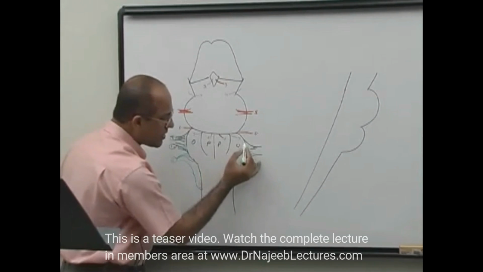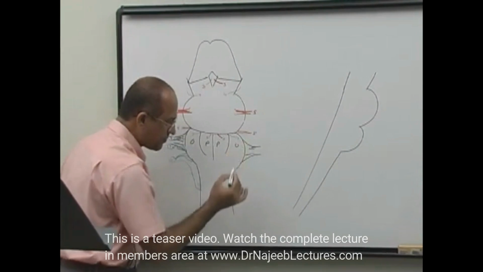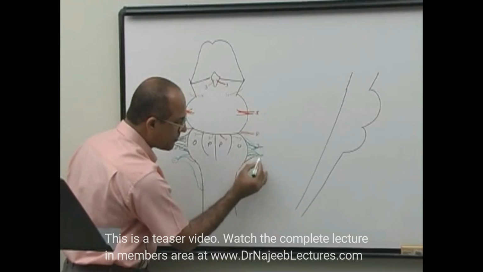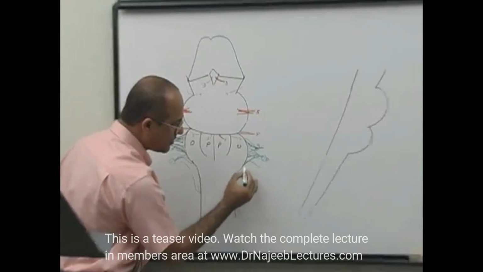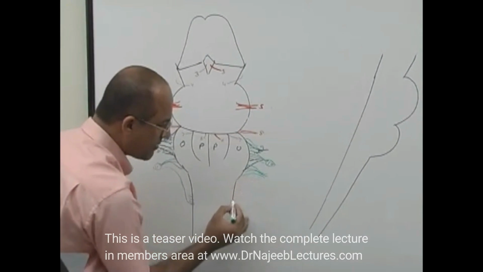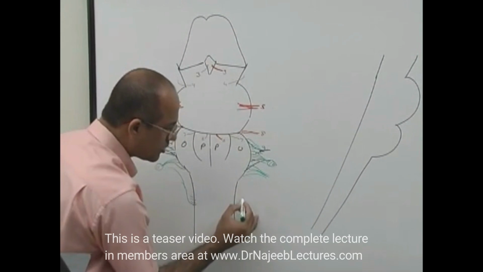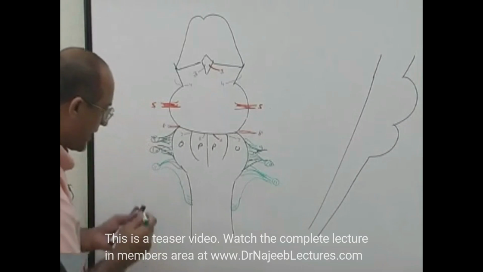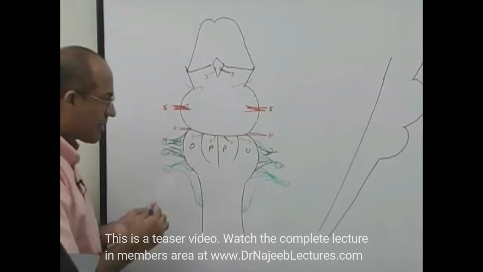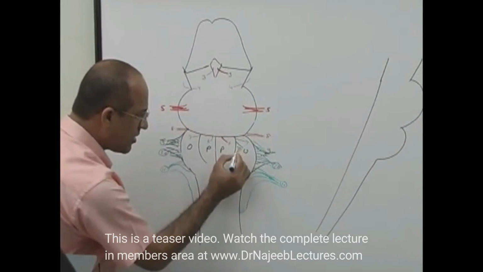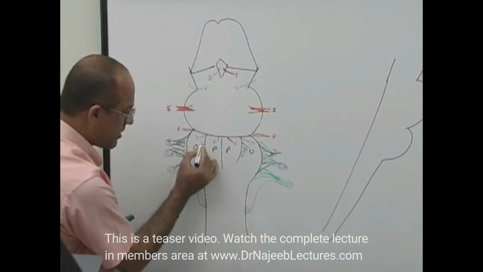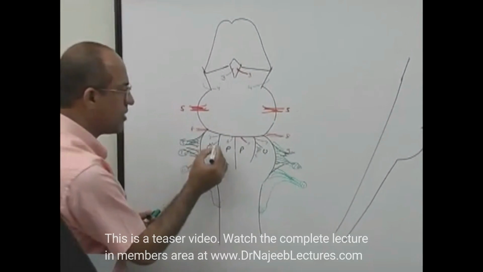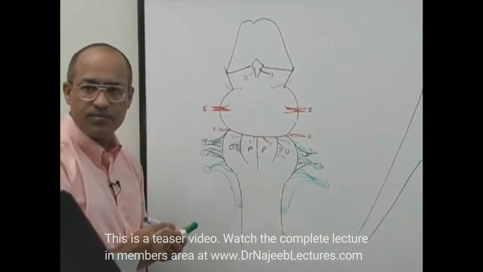Now you will tell me, here which nerve should be coming out? 9. What is this? 10th. Here is the cranial part of the 11th. And what is this? Spinal part of the 11th. 11th is of course the accessory nerve. And then what are we left with? Only 12, which is coming out at the sulcus between the pyramid and olive. Right? This is the 12th nerve. Any problem up to this?